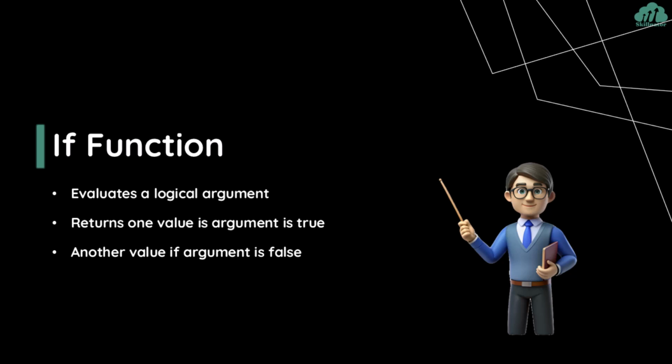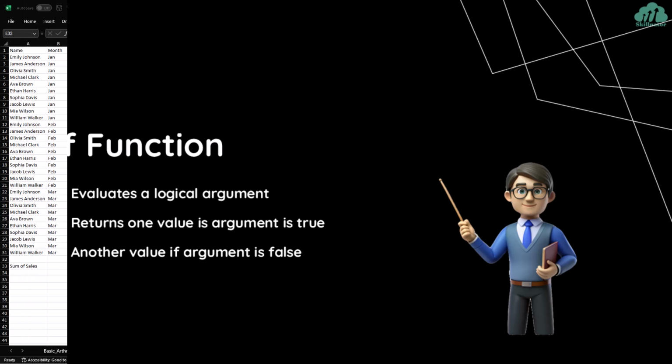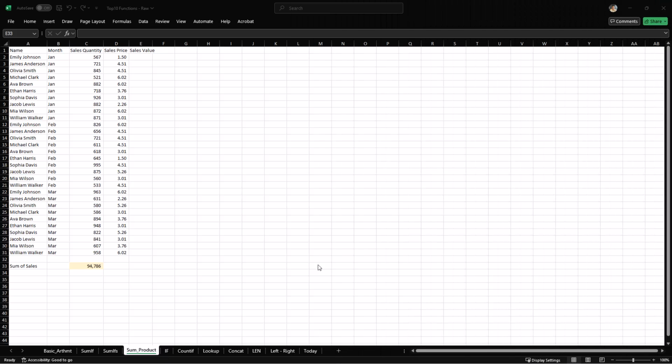Next, we will explore the logical functions. And the most important one that you'll come across is the IF function. The IF function checks whether a condition is true and returns one value if it is and another if it isn't. The best way to understand this is through an example. So let's switch over to the next sheet.